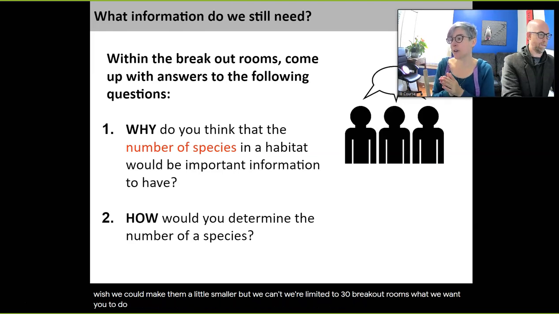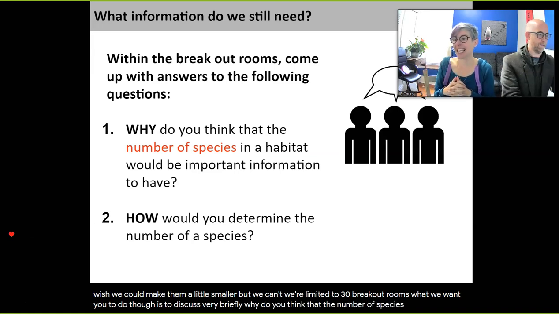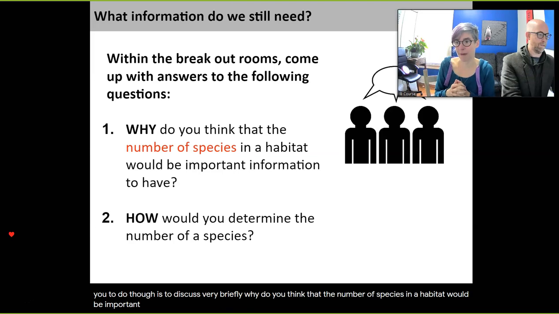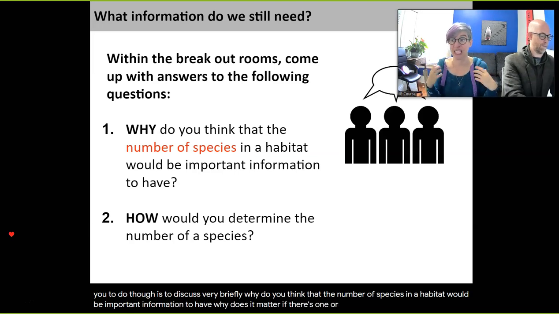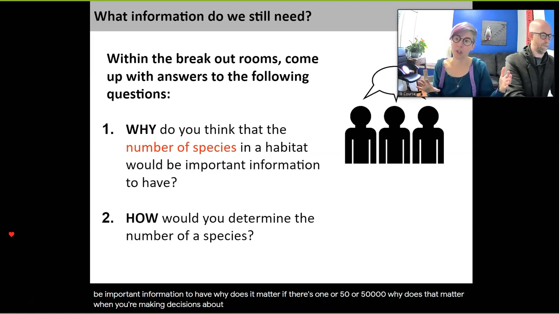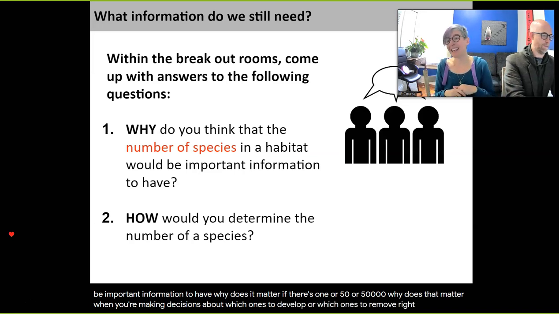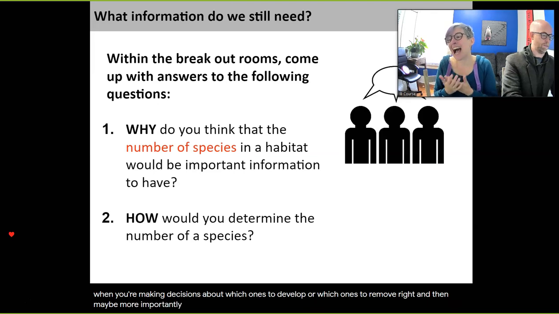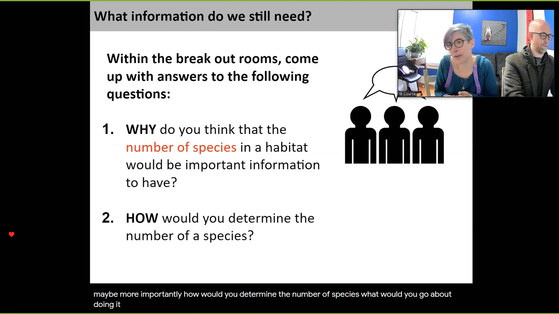What we want you to do though is to discuss very briefly why do you think that the number of species in a habitat would be important information to have? Why does it matter if there's one or 50 or 50,000? Why does that matter when you're making decisions about which ones to develop or which ones to remove, right? And then maybe more importantly, how would you determine the number of species? What would you go about doing in order to figure out how many there actually are?